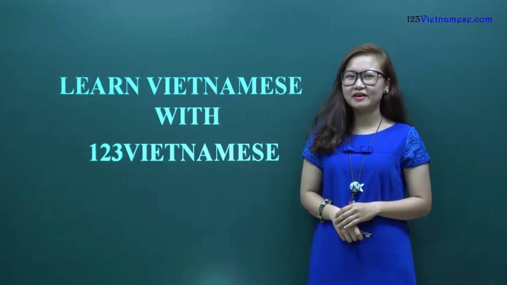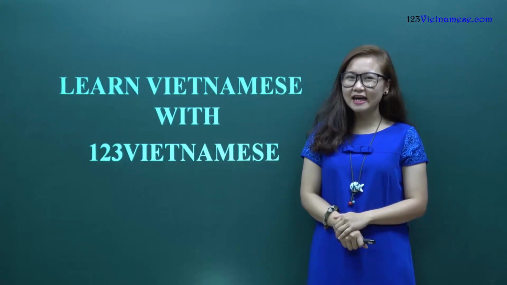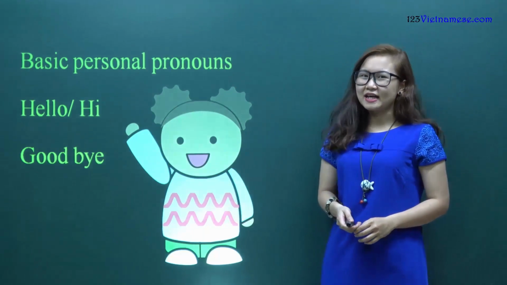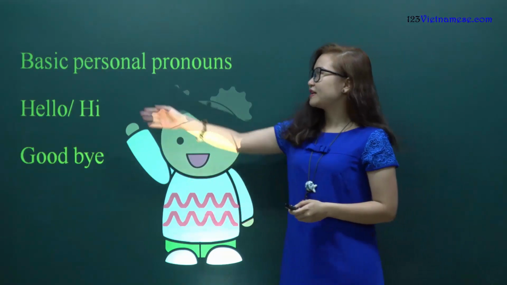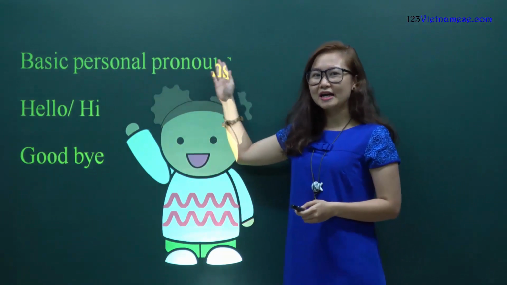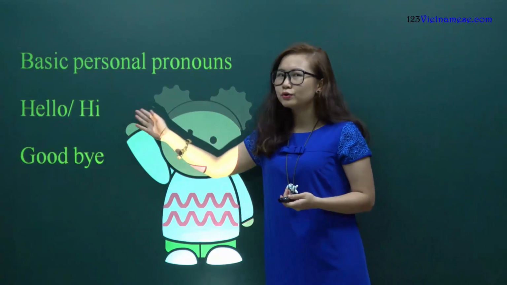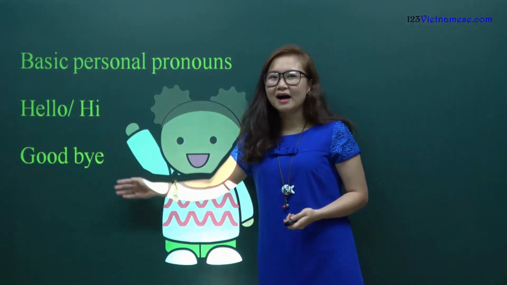And remember that there are 6 tones in Northern Vietnamese accent. And today, I would like to show you how to say hello in Vietnamese. But it's not the only content of this lesson today. Our lesson today is divided into 3 main parts. The first part is Vietnamese basic personal pronouns. And the second part is how to say hello in Vietnamese. And the last part is how to say goodbye.